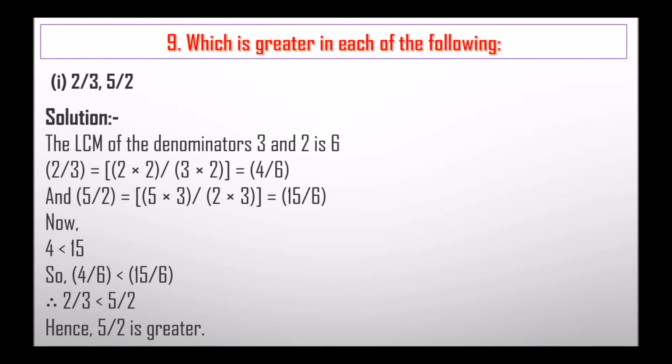9th question, which is greater in each of the following? 2 upon 3 and 5 upon 2. So LCM of the denominators 3 and 2 is 6. So we will get 4 upon 6 and 15 upon 6. So 4 is less than 15. That is 5 upon 2 is greater.